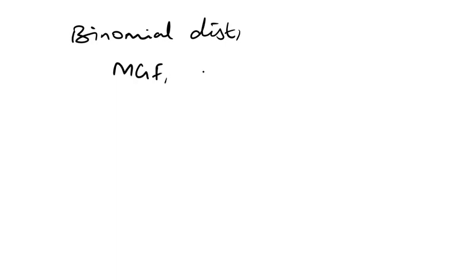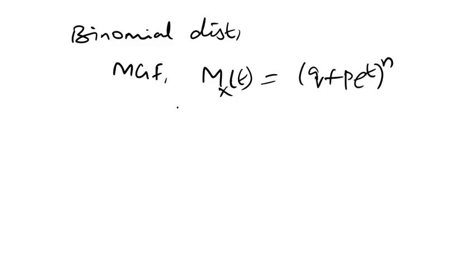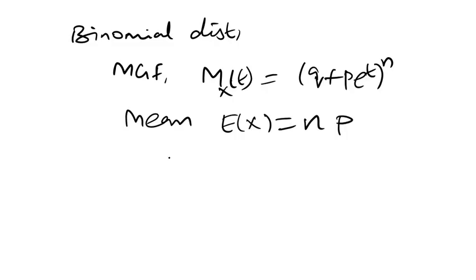For the binomial distribution, MGF we found, that is M of t equal to (q plus p e power t) whole power n, and mean, that is expectation of x equal to np, and variance of x equal to npq.